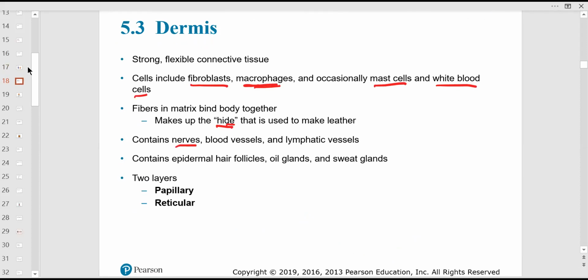And nerves, mostly sensory, but you also have motor nerves going to sweat glands, sebaceous glands, and erector pili muscle. So there are nerves for controlling those things and sensory nerves for what we feel. Very vascular, right? Blood vessels there. And lymphatic vessels.